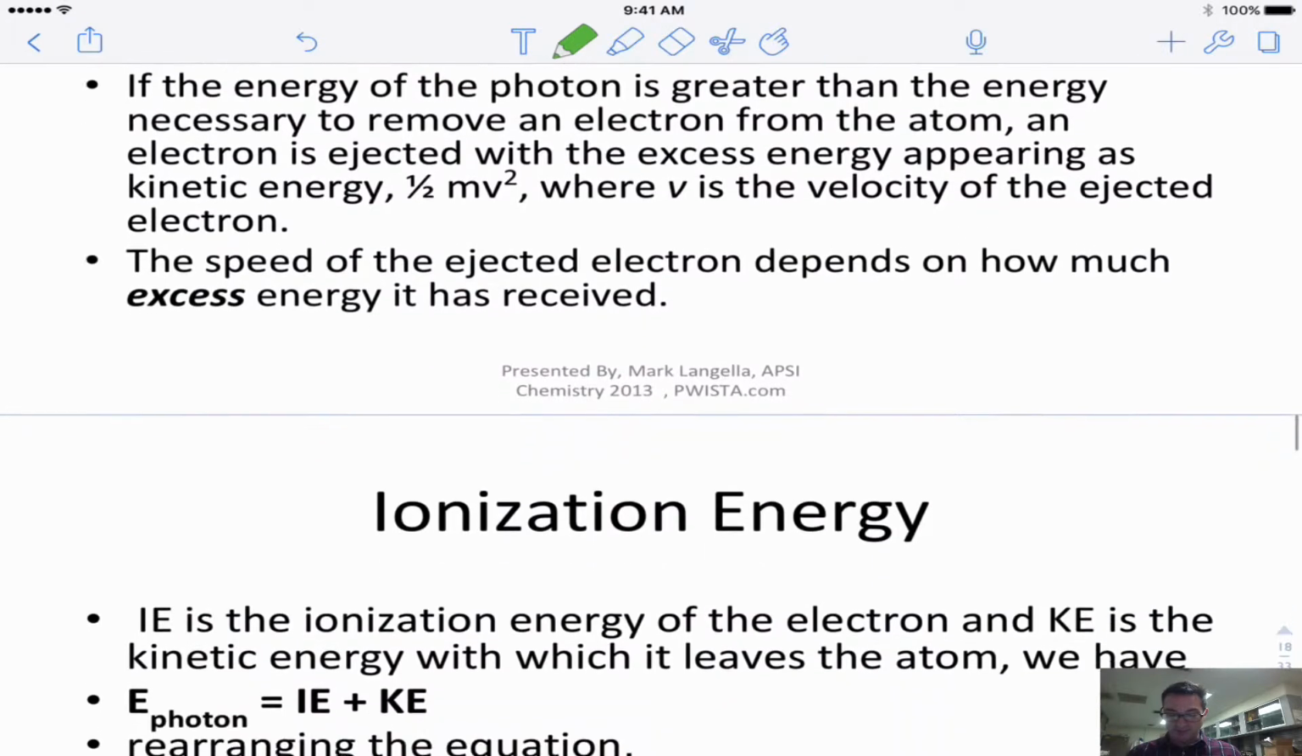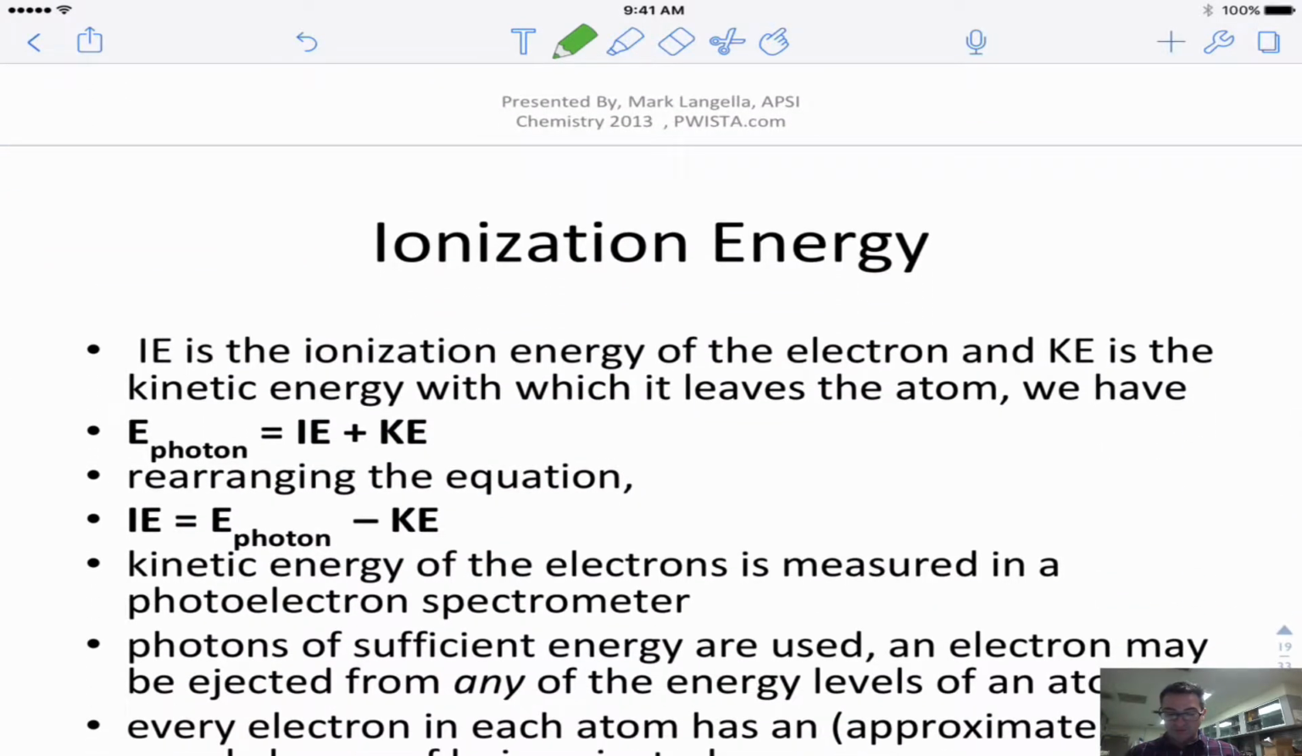Now, when I do the math for this, the energy of the photon is equal to the ionization energy, the energy required to remove the electron, plus the kinetic energy of the electron that can be detected by a detector. If I rearrange this equation, I can determine the ionization energy. It's equal to the energy of the photon minus the energy that the electron has once it's ejected. Now, you don't have to know this math, really. We're going to stick to the concept, the idea of what's the usefulness of this technique?